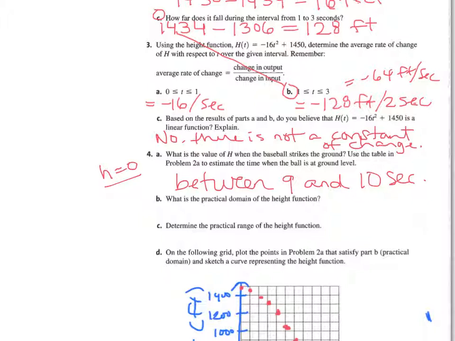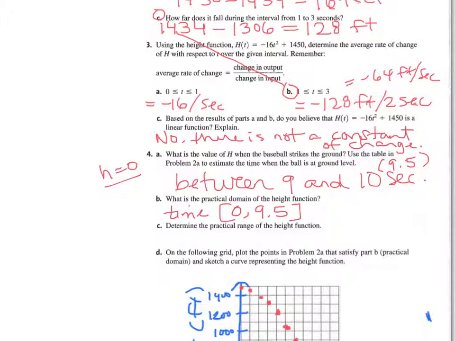Okay, so what is a practical domain of the height? Of this function, the practical domain, well, let's just estimate because we're not sure where this is going to hit the ground. Just so we can use this number, we'll say about 9.5 seconds. So for the practical domain, these are values for time, our time really should be between 0 and 9.5 seconds.